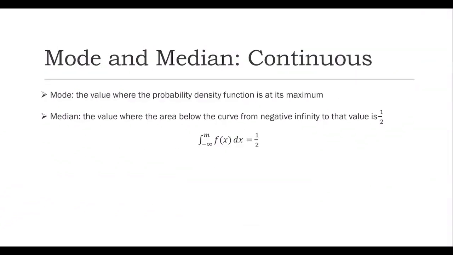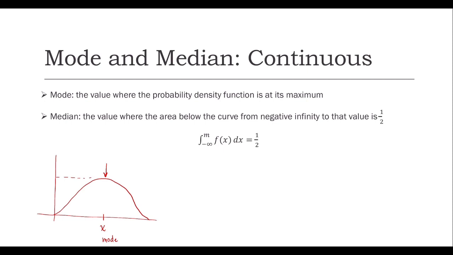To find the mode and median for a continuous random variable, you would find the mode by looking at the value where the probability density function is at its maximum. So if your function looked something like this, your maximum would be this value here. So whatever that x value is, that would be your mode.